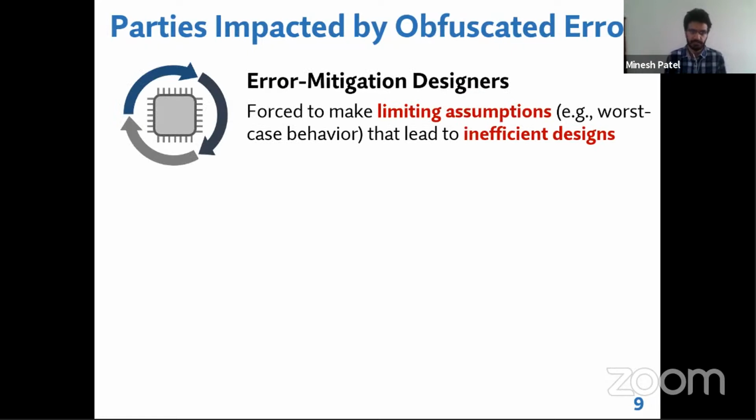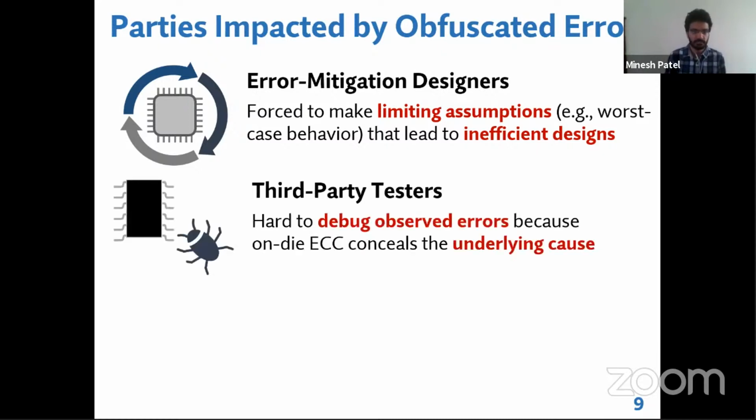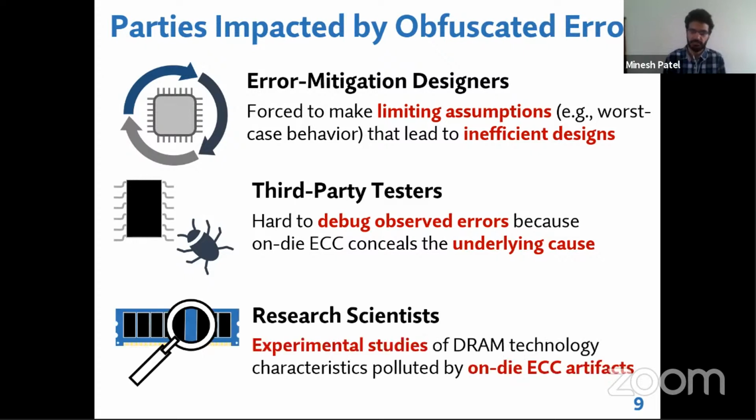First, error mitigation designers are forced to make limiting assumptions, for example, to assume worst-case behavior, that then lead to inefficient designs. Second, third-party testers find it hard to test and debug observed errors because on-die ECC conceals the underlying root cause for these errors. And third, research scientists who perform experimental studies to better understand DRAM technology characteristics find that their studies are polluted by artifacts from on-die ECC.